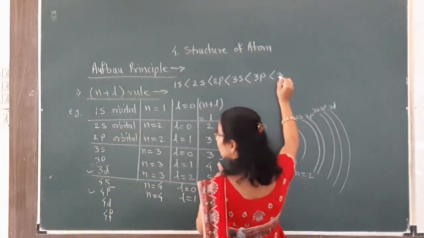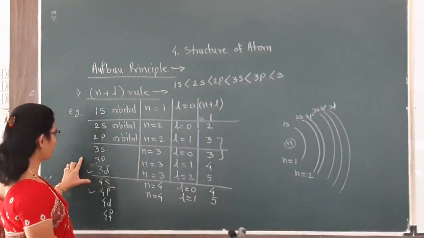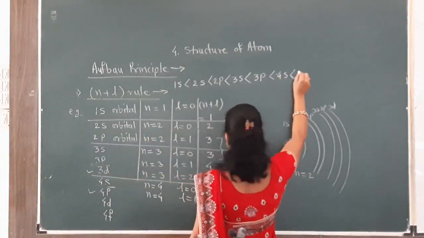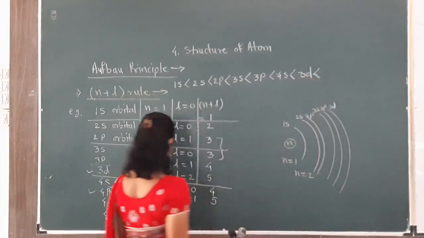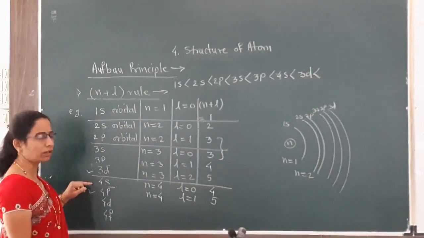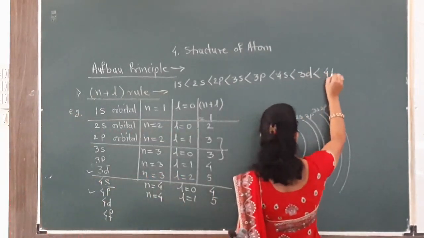So after the 3p orbital, you have to write 4s, which has the lowest energy, and then you have to write the 3d orbital, whose energy is greater than the 4s orbital. The next one is the 4p orbital.